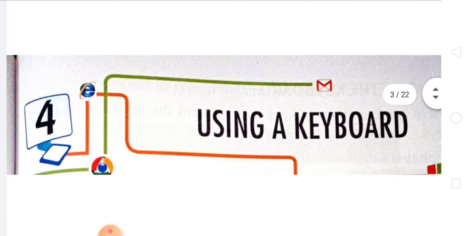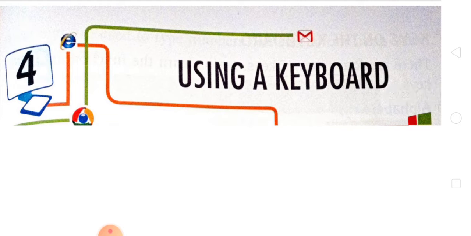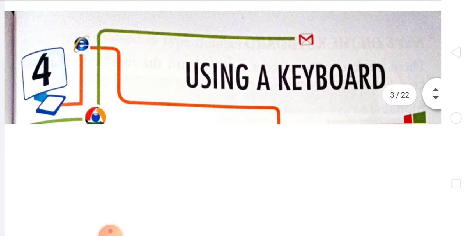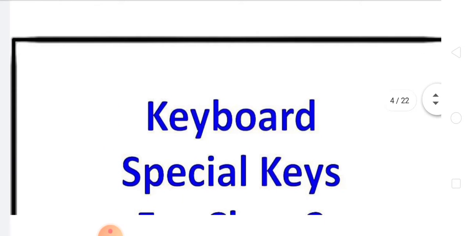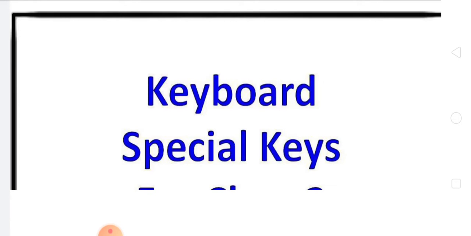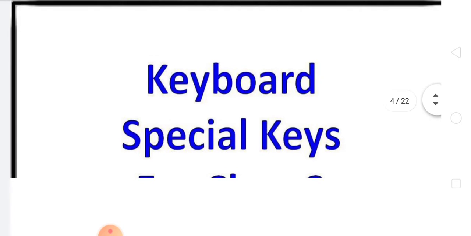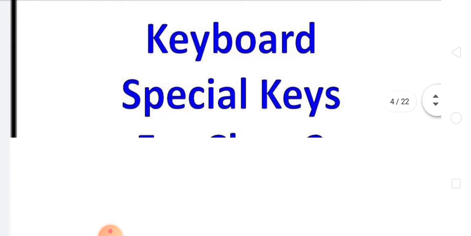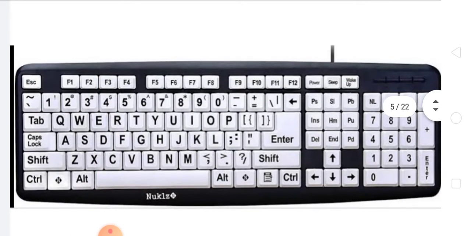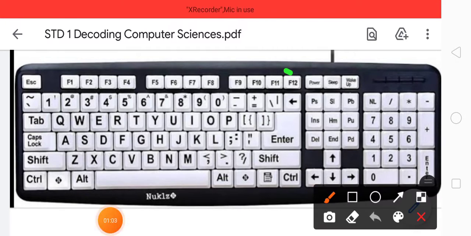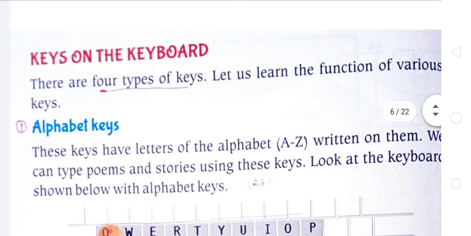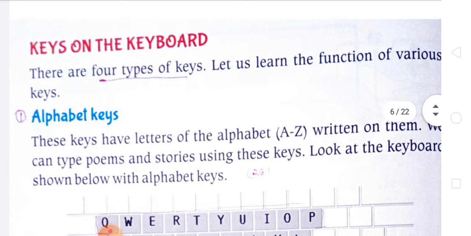Okay, so first of all we see the using of a keyboard chapter, that is chapter number 4. We already learned some keys or some uses of keys in the previous video. So in this video we are going to revise them and learn more. Okay, so here you see this one is a keyboard, and here you clearly see the keyboard with the special keys and the number keys and the alphabet keys. Okay, so keys on the keyboard, there are 4 types of keys.